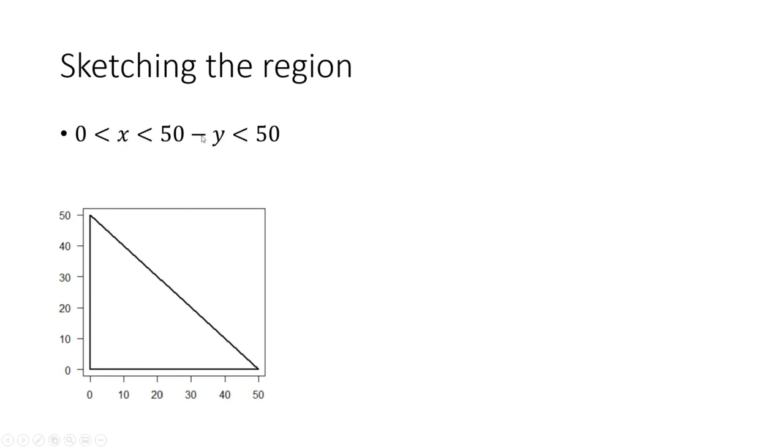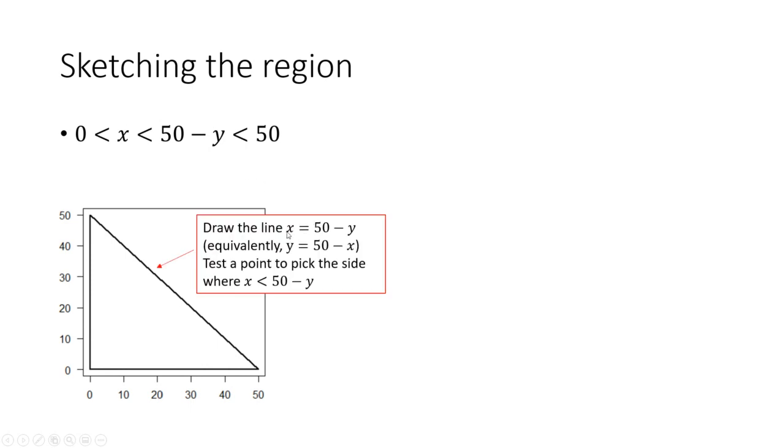And we have that x is less than 50 minus y. So to get that, draw the line x equals 50 minus y, or equivalently y equals 50 minus x if you just solve that for y. And then test a point on either side in order to pick the side where x is less than 50 minus y to make sure you've got the correct direction. Everybody okay with this first part, drawing this overall region where the density function is positive? Yep.